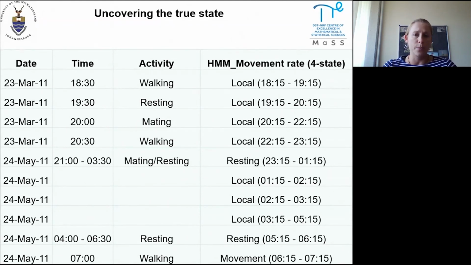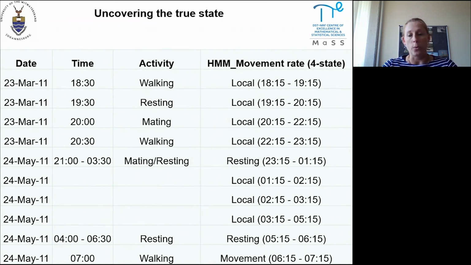But if you have a look there, from about 6:30 the pride was recorded as walking, at 7:30 as resting, at 8 o'clock mating, and at 8:30 walking again. And throughout that time, from 6:15 to 11:15 that night, the model predicted local movement. Then from 9 o'clock until 3:30 in the following morning, the pride, or this particular lioness, was observed mating and resting. If we have a look at the model predictions, we had resting from 11:15 till 1:15, and then local movement.